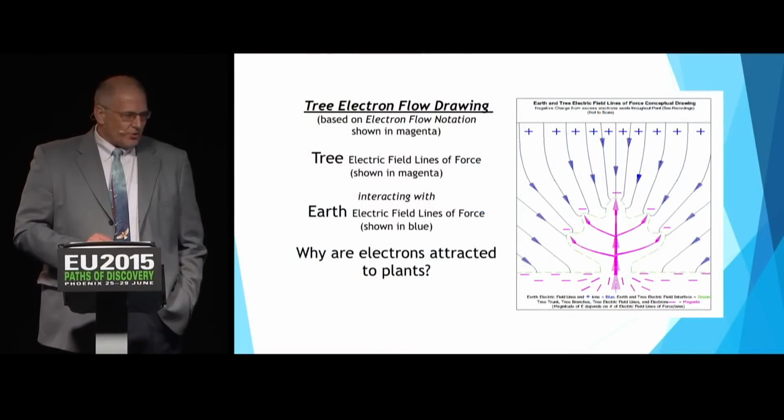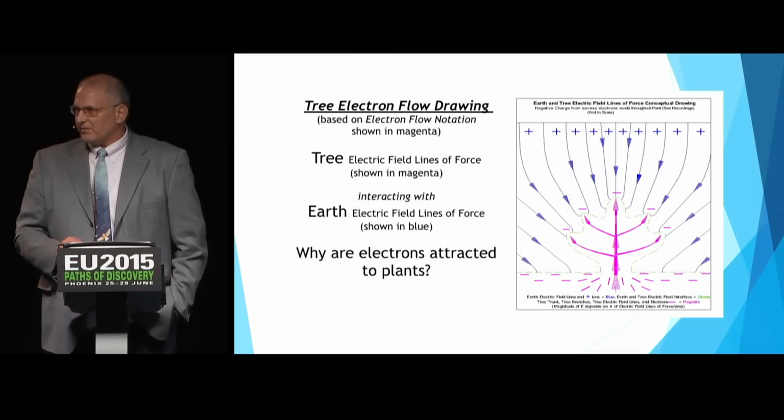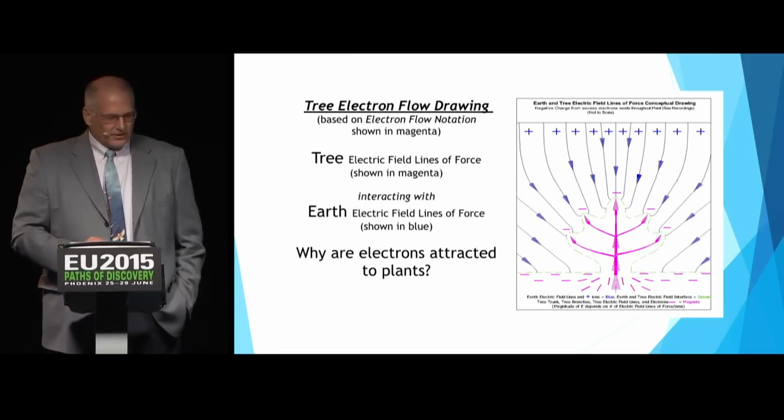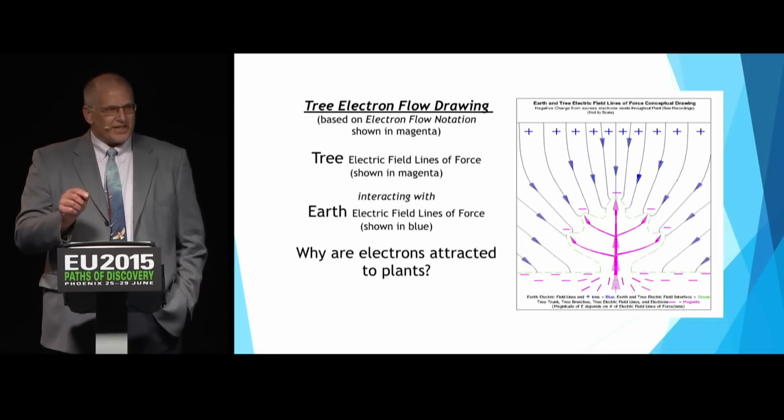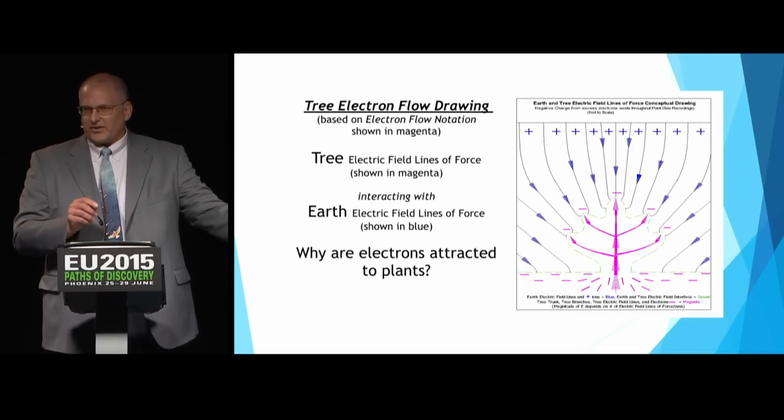So here's a tree electron flow drawing. It's not a voltage drawing. It's based on electron flow notation, not conventional flow notation. And that means where there's an excess of electrons, it moves to an area of less electrons. That's the direction of the flow.